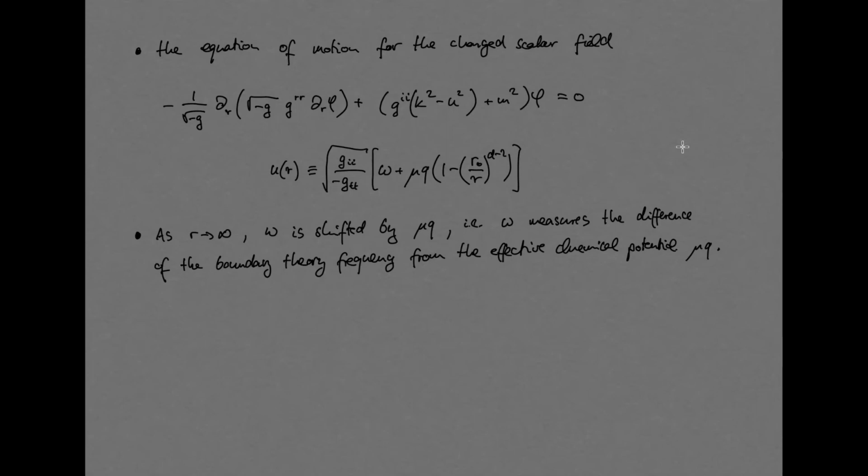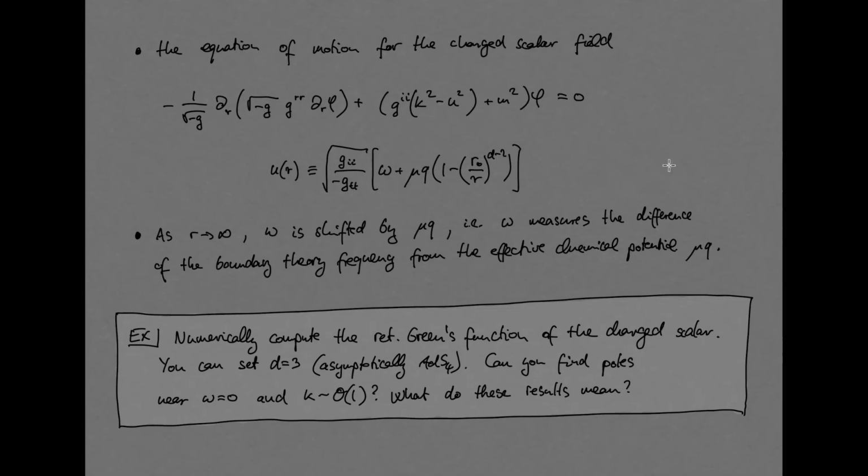Okay, so the exercise is: solve this equation and compute the retarded Green's function for the charged scalar. You can set, for instance, d equal 3, so you are in asymptotically AdS4 space-time. You want to set ingoing boundary condition at the charged horizon for this scalar field. And then with NDSolve in Mathematica, you can solve the equation all the way up to r goes to infinity, where you can do a fit on the power law behaviors, read off the coefficients, take the ratio, and that way you can compute the Green's function in the dual CFT.